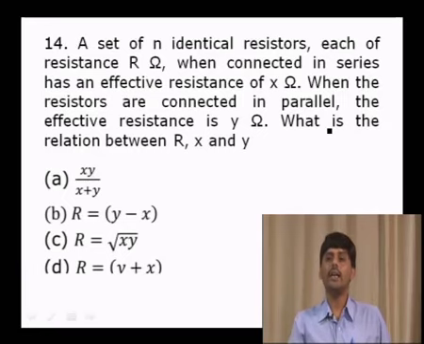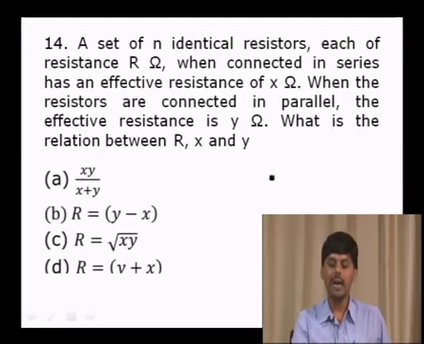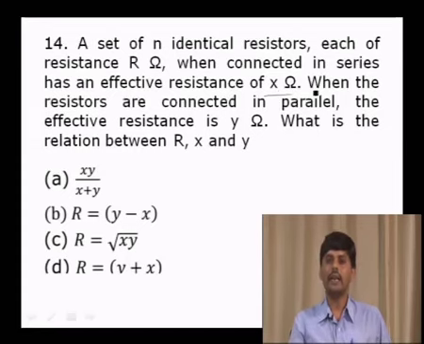A set of n identical resistors, each of resistance R ohm, when connected in series, has an effective resistance equal to X. It means that Rs is taken as X. When the resistors are connected in parallel, the effective resistance is Y, that is Rp is equal to Y. What is the relation between R, X and Y? Option A, xy by x plus y. Option B, R is equal to y minus x. Option C, R is equal to root of xy. Option D, R is equal to y plus x.